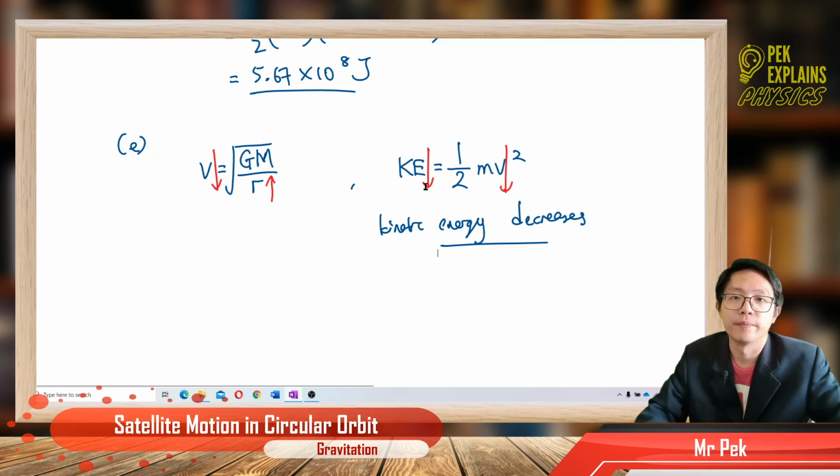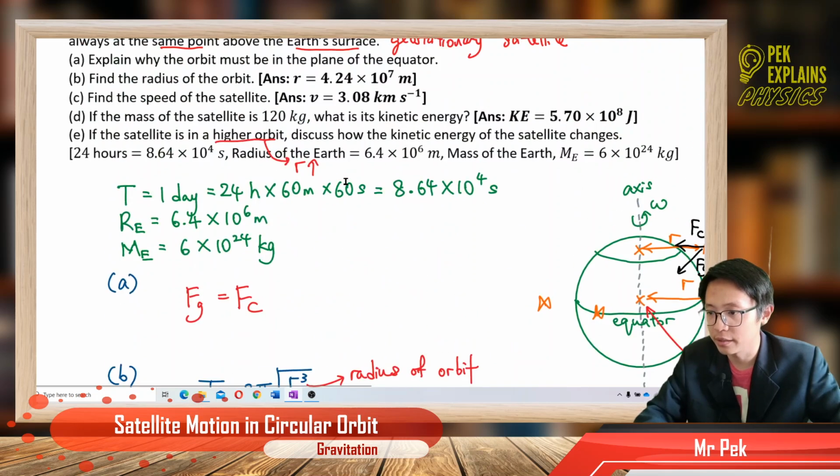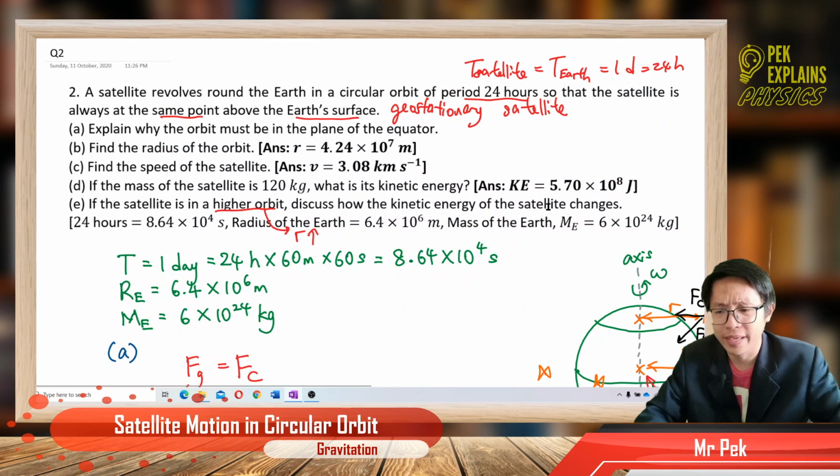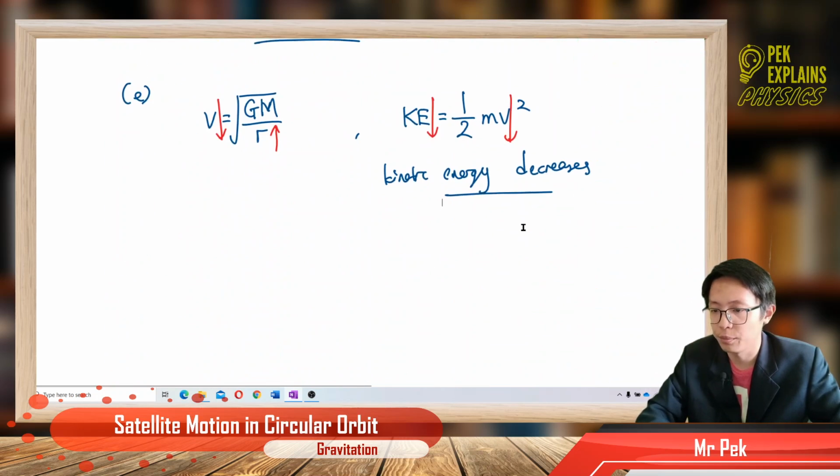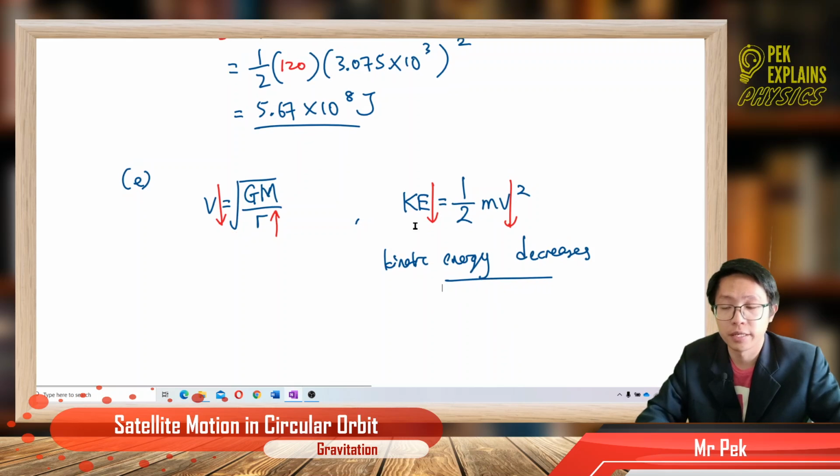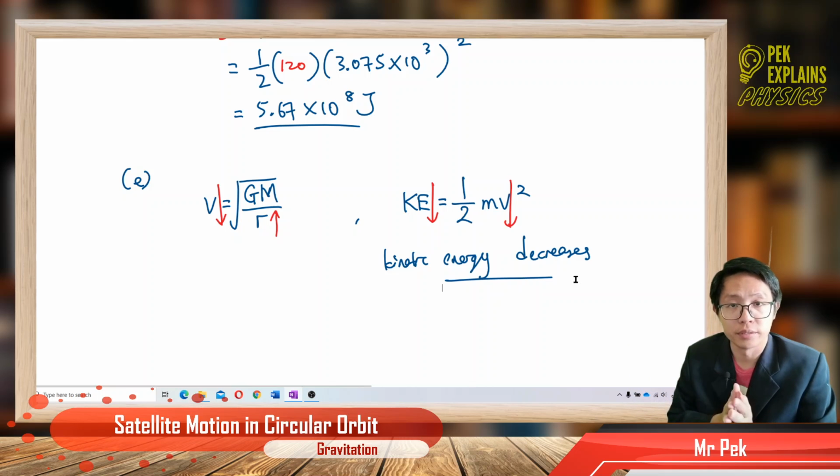lower kinetic energy. So you must support your explanation with a formula. Question like this, discuss what happened, you must support with a formula. Don't just do storytelling. You must support with a formula to explain the changes. Higher orbit, lower speed, lower kinetic energy. Right? Kinetic energy decreases. So that's all for satellite motion in circular orbit.